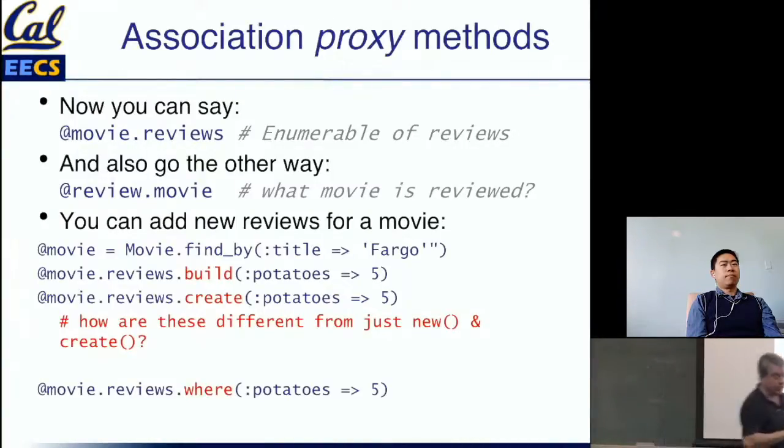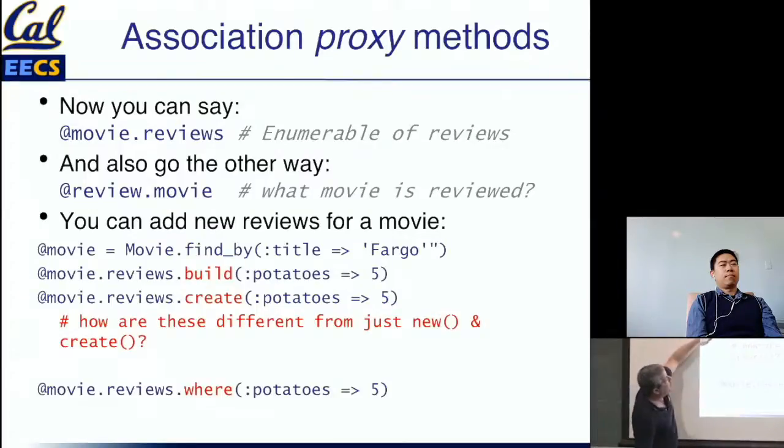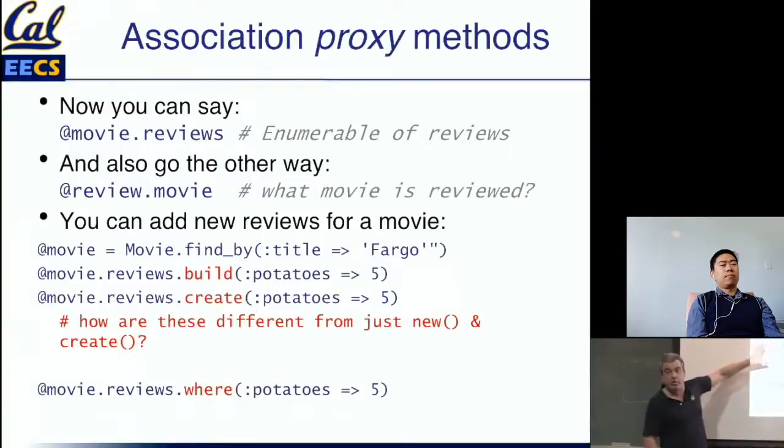The create saves it as well. So it's true that the difference between these two lines is this will just sort of create it in memory without saving it in the database. This will also save it in the database. But let's say just comparing movie.reviews.create with movie.create. What would be the difference between those two calls?